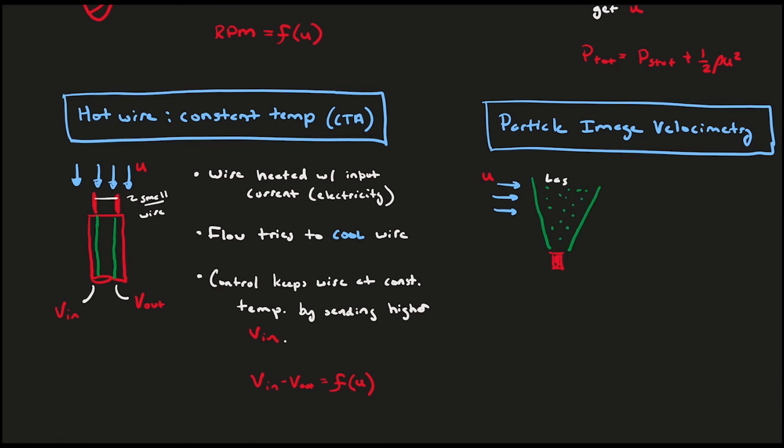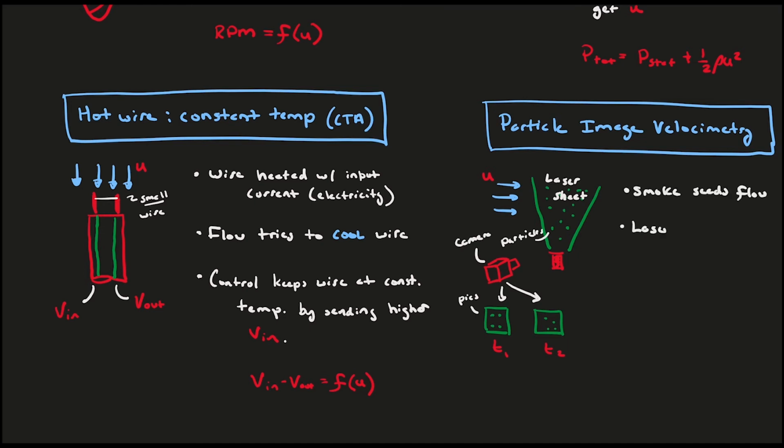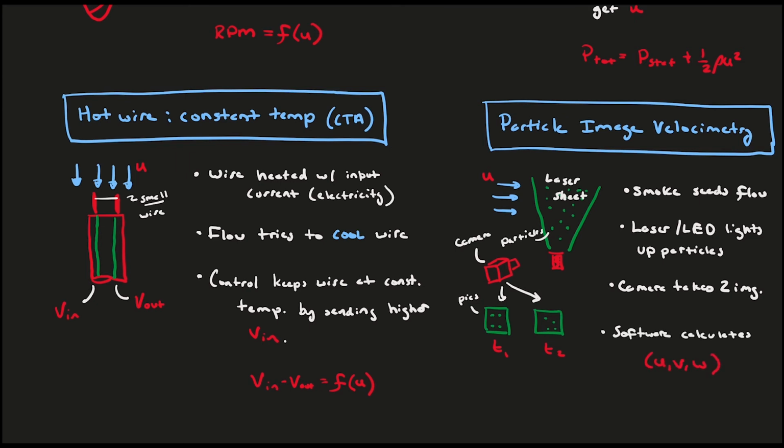Here, you use smoke or particles to seed a flow that you're interested in. A laser lights up the particles in the domain you care about so that the camera can see these particles. The camera takes 2 quick pictures separated by a carefully tuned amount of time. From this, software can assess the correlation between the 2 images and get the distance the particles traveled over that known amount of time. This is how you recreate an entire instantaneous flow field. These are quite popular in research, but have limited use in industry.